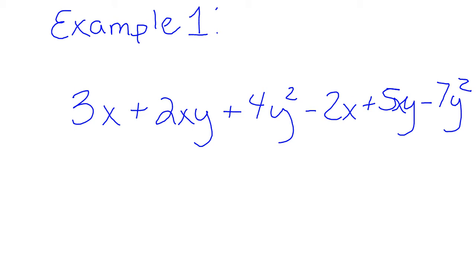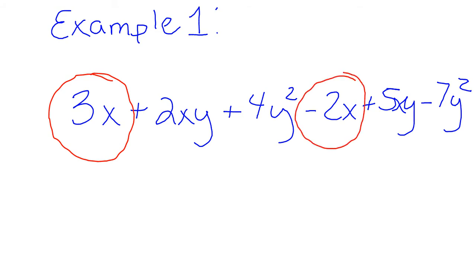Example 1. We have 3x plus 2xy plus 4y squared minus 2x plus 5xy minus 7y squared. The easiest thing to do is to put shapes around things that are similar. So let's first start with the x terms. We have 3x and negative 2x. The sign in front of it needs to go with it.